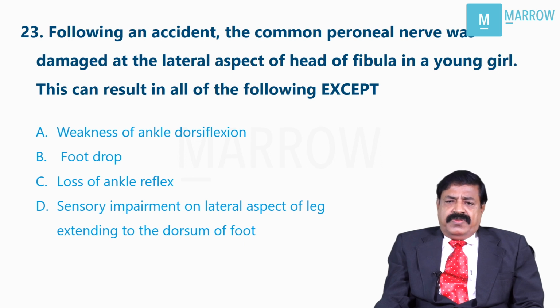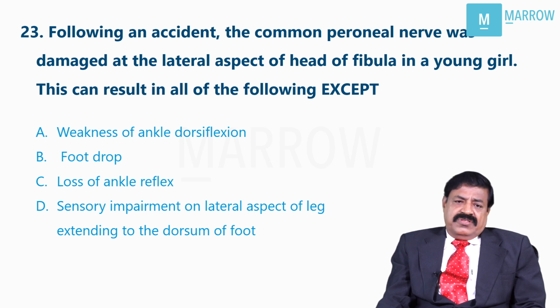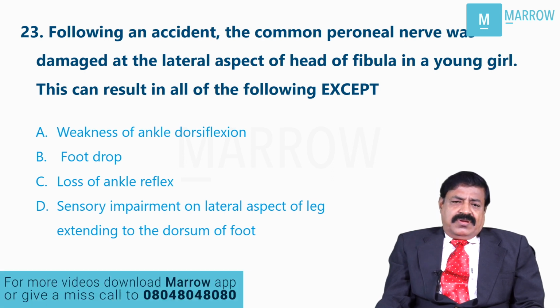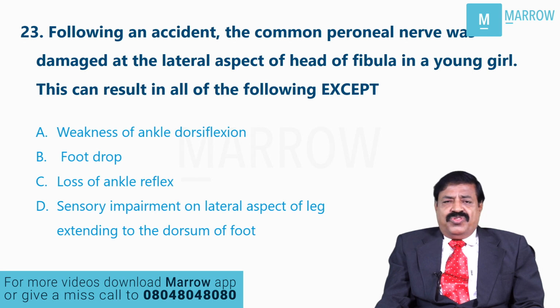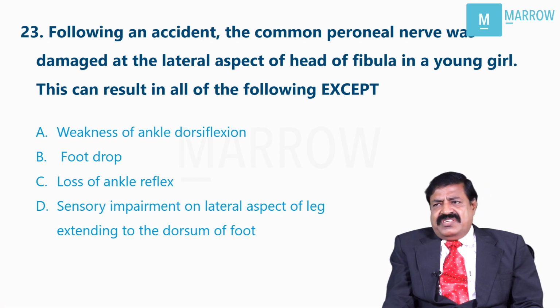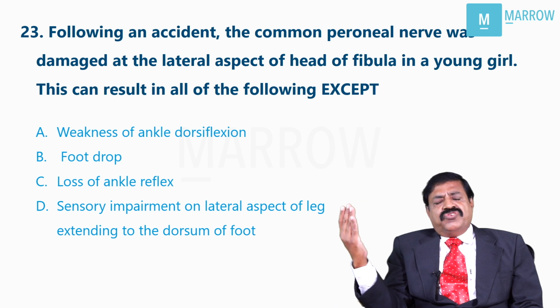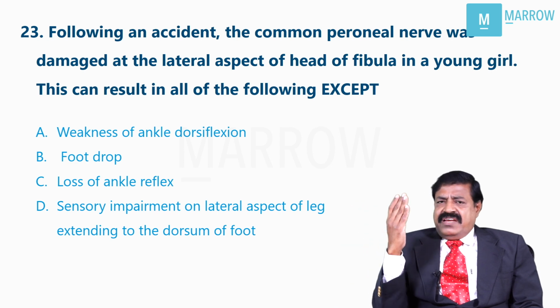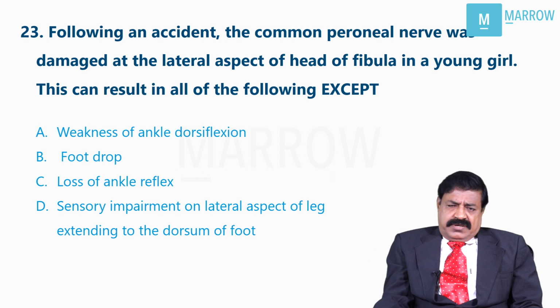Following an accident, the common peroneal nerve was damaged at the lateral aspect of head of fibula in a young girl. This can result in all of the following except: The head of the fibula is the usual site of injury to the common peroneal nerve because the common peroneal nerve winds around the neck of the fibula just deep to the skin. It is subcutaneous at that site. Therefore, a penetrating injury along the lateral aspect of the knee can easily damage the common peroneal nerve.